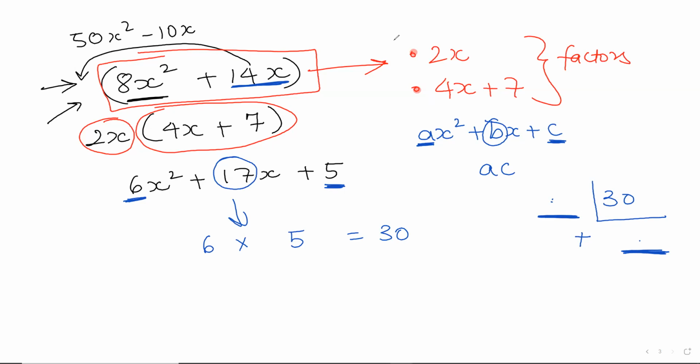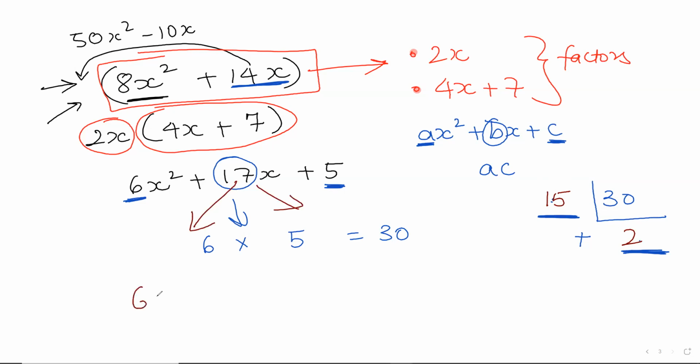Okay, let me tell you what I'm talking about. So if I say 15 into 2, 15 twos are 30, yes or no? I want an answer from both of you. 15 twos are 30, yes or no? Yes, ma'am. 15 twos are 30. And 15 plus 2 is 17, yes or no? Yes, ma'am. So what we do here is we split the middle term into 15 and 2.